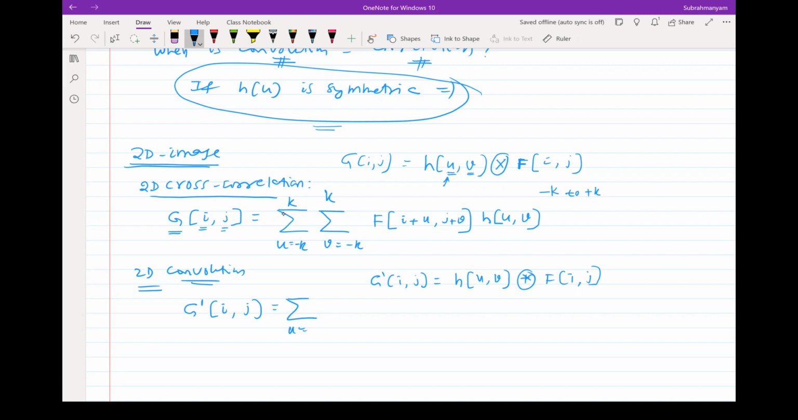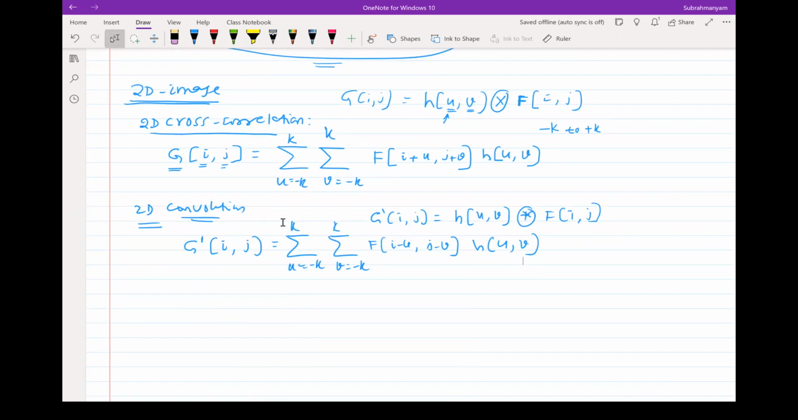That's all. u is varying from minus k to plus k, v is varying from minus k to plus k. F of i minus u and j minus v multiplied with h of u comma v. Okay, so what is happening here now?